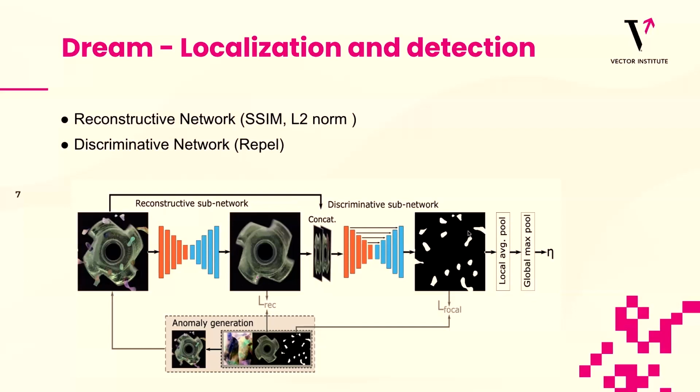Here, to increase the robustness toward our examples, they use the focal loss as their loss function. And the output of the discriminative network would be the pixel-level anomaly score that can be used later for image-level anomaly detection.